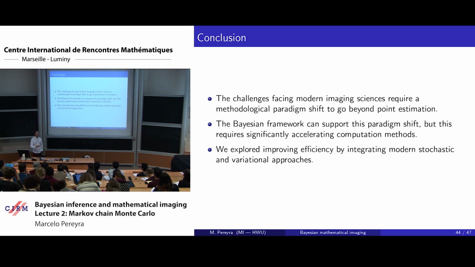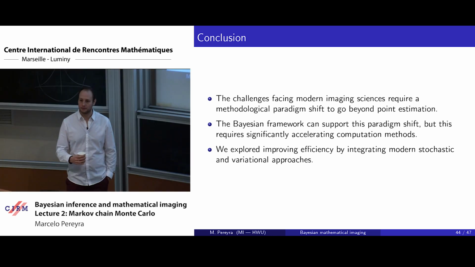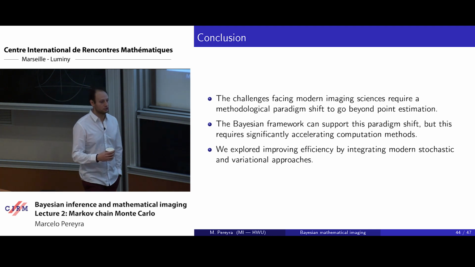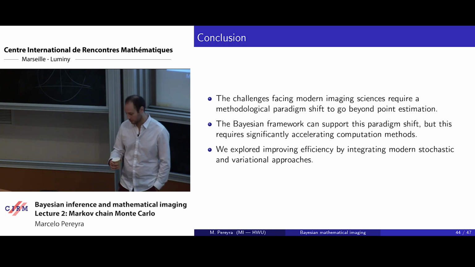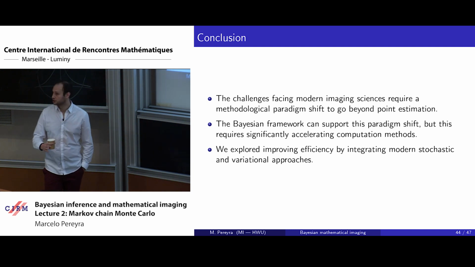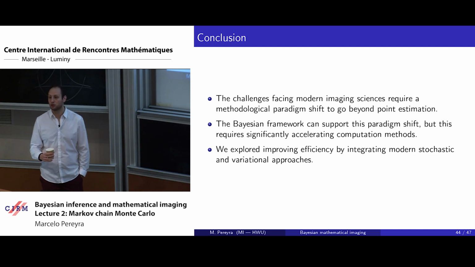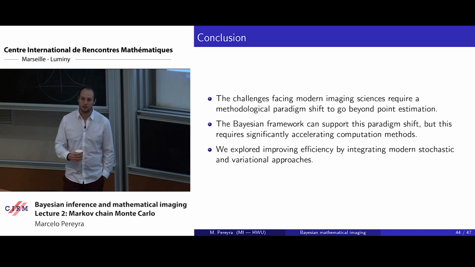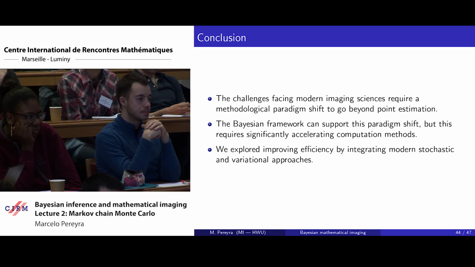The Bayesian framework can support this paradigm shift, if you want to call it that way, but it has to be computationally more efficient. Otherwise, it will not be adopted, and it has not been adopted until now. So that's a big problem. And what I discussed is one way of accelerating Bayesian computation by using these Langevin diffusion processes. There are other processes you could use, and there are other strategies that are not using Markov chain Monte Carlo that you could use too. But this one seems to be quite general and work quite well in imaging problems. So I think it will be useful in the future.